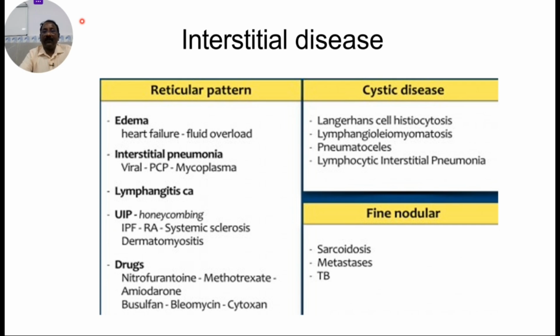Reticular pattern, fine nodular, and the cystic diseases are the different subsets in your interstitial diseases. The reticular pattern: edema, heart failure, fluid overload, interstitial pneumonias, viral, mycoplasma, lymphangitic carcinoma, honeycombing in autoimmune diseases like rheumatoid arthritis, systemic sclerosis, etc., dermatomyositis. Some drugs, maybe amiodarone, nitrofurantoin, especially the methotrexate lung, we consider it as a methotrexate lung.